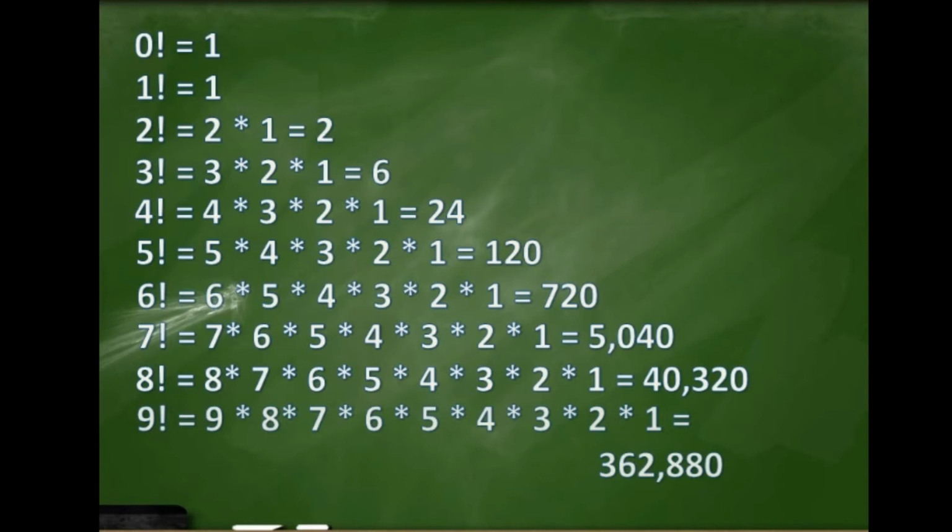The same as 7 factorial, which is equal to 5040. 8 factorial is equal to 40,320. 9 factorial is equal to 362,880, and so on. These values are the same. It never changes. Now, let's have some more examples involving operations.